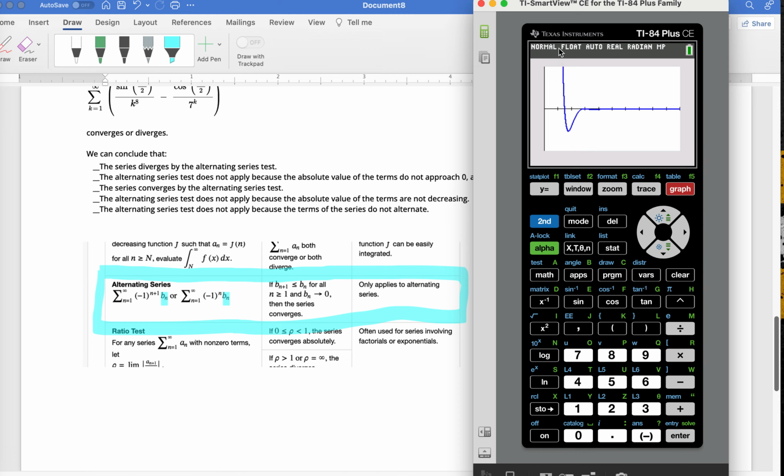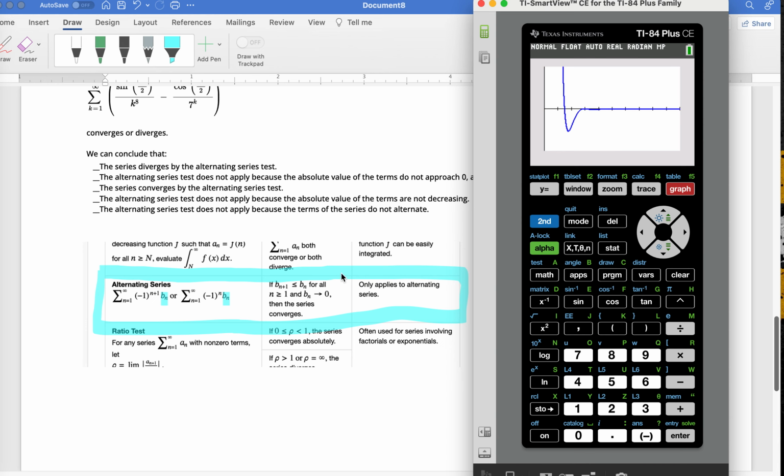When X is 1, it's going to be up here, okay? And then as it comes down, it's going to keep bouncing back and forth, and then it's going to get closer and closer to 0. So we can see that the sequence is approaching 0. So that condition holds true.